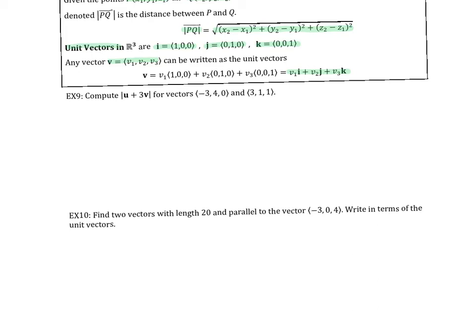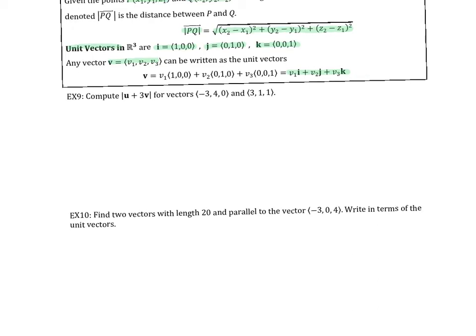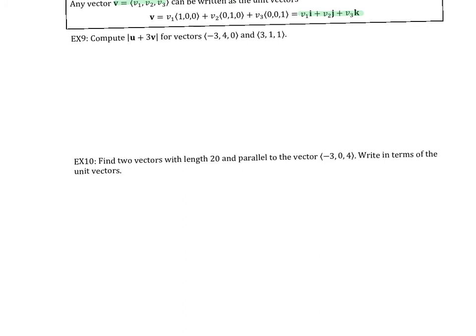In example 9, we're going to compute the magnitude of vector u plus 3 times vector v. That's going to be exactly the same as what we did in two-dimensional space. The first thing I want to do is write down what u is. It helps if I actually tell you what u is. So ⟨-3, 4, 0⟩ is my u, and ⟨3, 1, 1⟩ is my v.